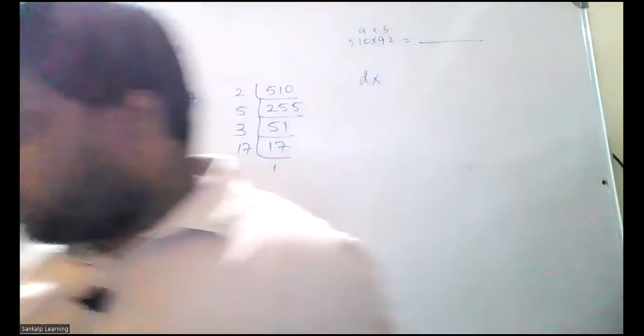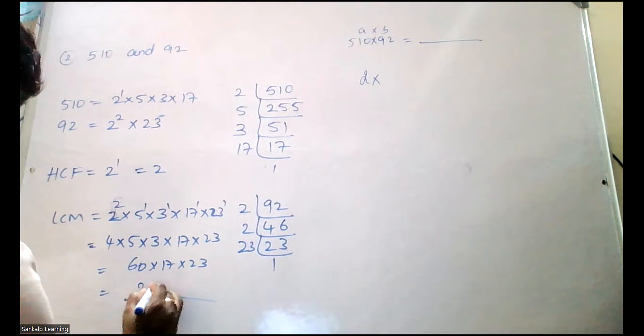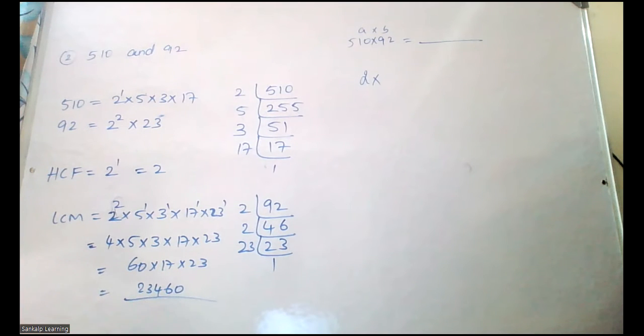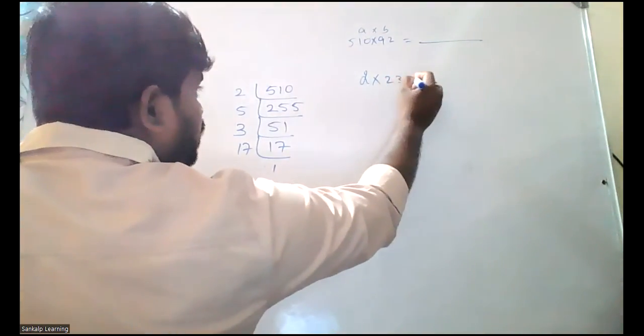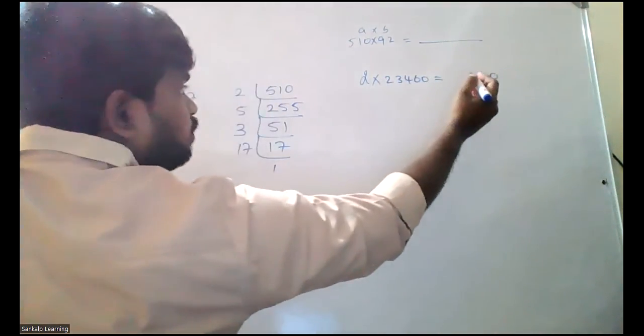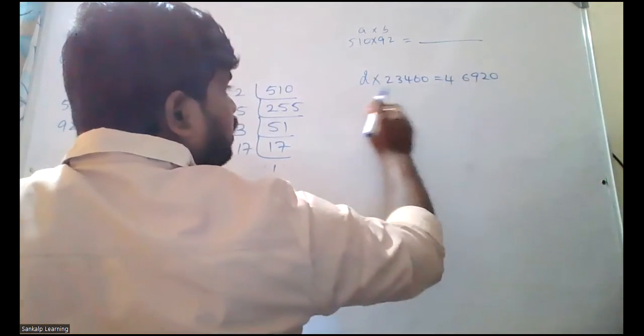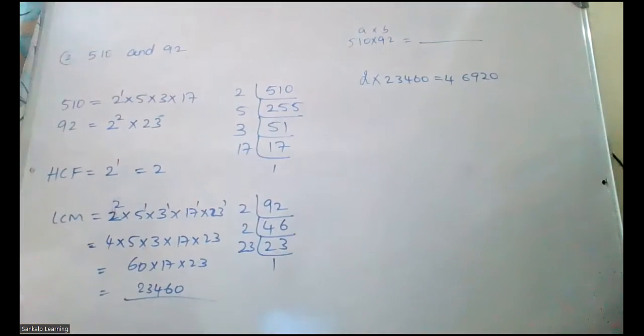Okay, let me do it quickly with the help of the calculator. 60 into 17 into 23. So you get 23460. This is the LCM. So let's multiply HCF and LCM. 2 into 23460. If you multiply these two things, you get 46920.